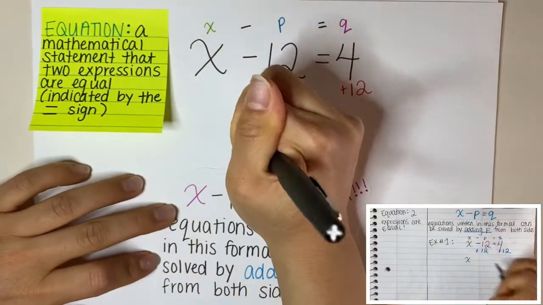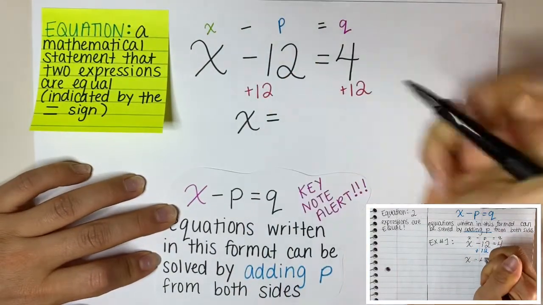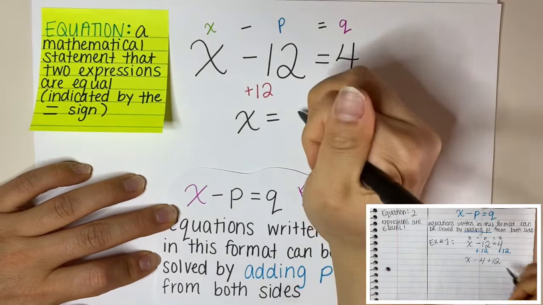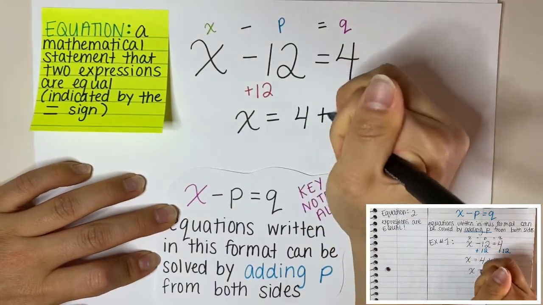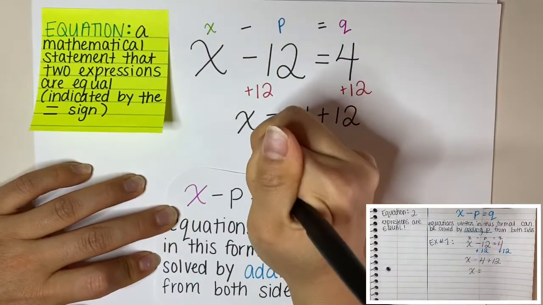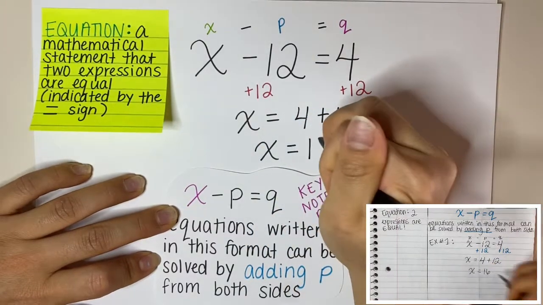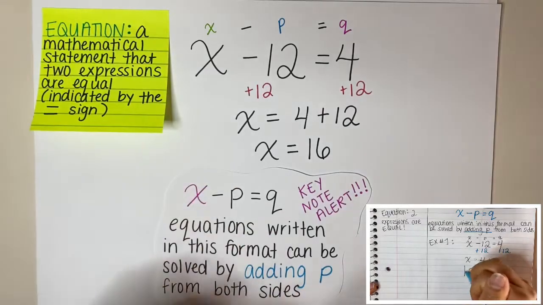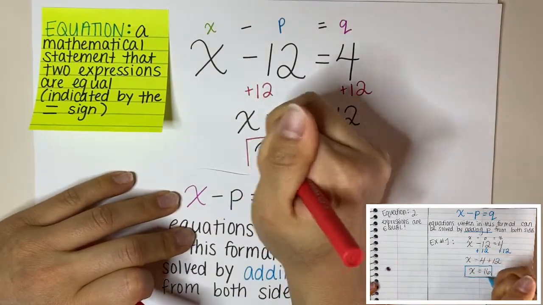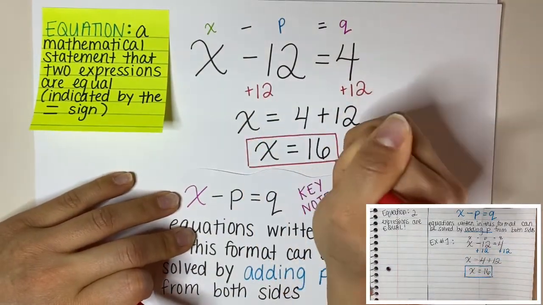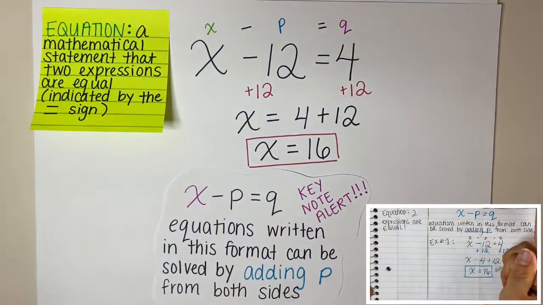So I now have x is equal to 4 plus 12. That leaves x as equal to 16. This is the solution to our equation.